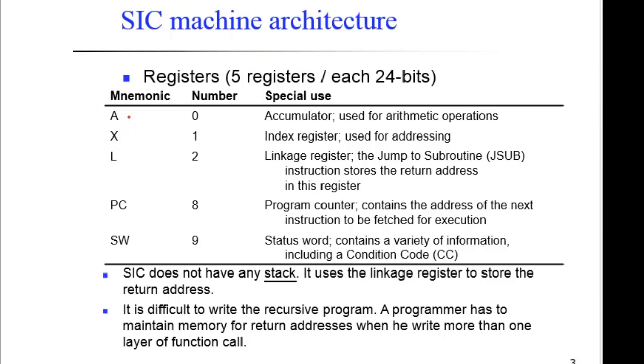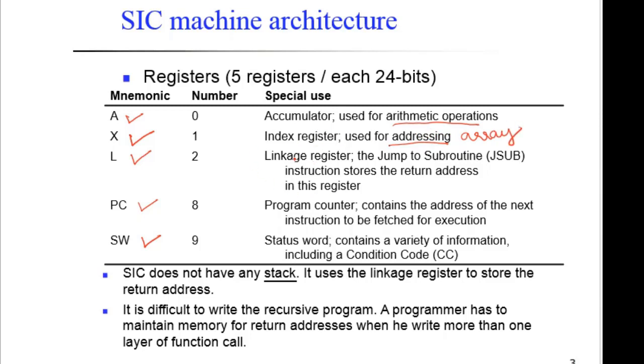The names are: we have accumulator, A stands for accumulator. Next type of register is the index register. Mnemonic used is X. Next we have the linkage register named L. We have the program counter. We have the status word. Why is this A register required? For performing arithmetic operations. The index register is used for addressing. This is especially helpful for performing array operations.